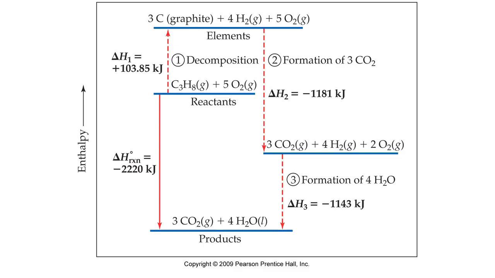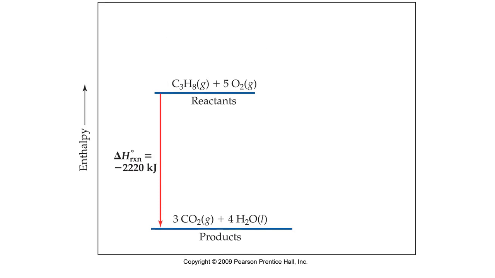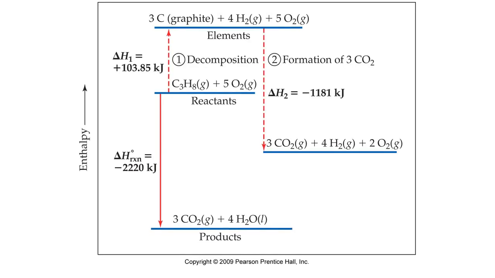C3H8 decomposes into carbon and hydrogen. So now all we have are elements. And then we could, in step 2, form 3 moles of carbon dioxide. And then in step 3, form 4 moles of water. And that will give us the same products that we would have gotten if we had just undergone combustion. So we're going to talk about this later. This wraps into an idea of using heats of formation, which we're going to talk about later. So the overall reaction would be the same as the individual steps.